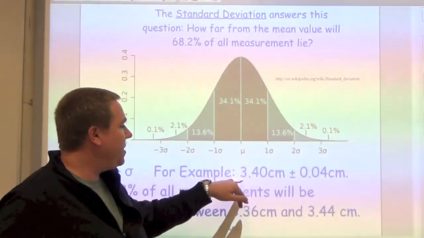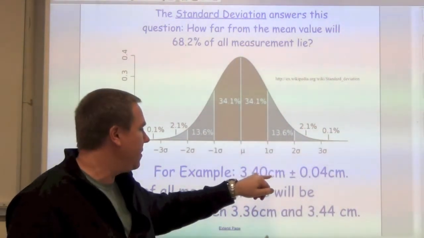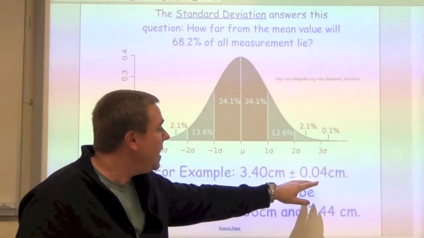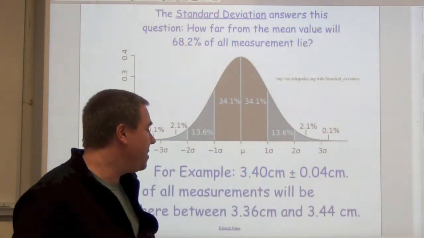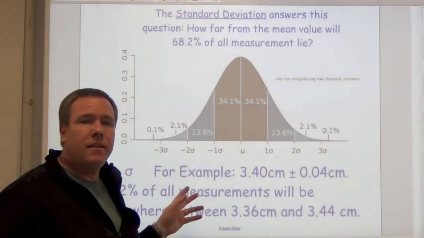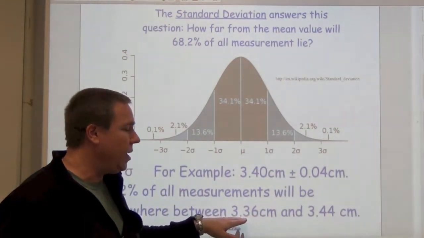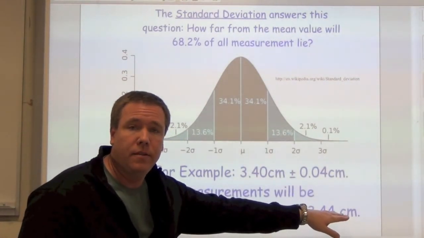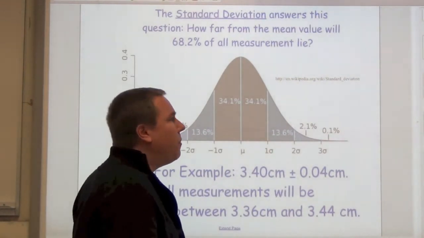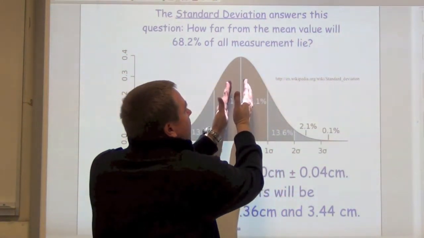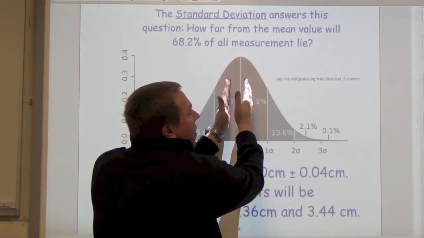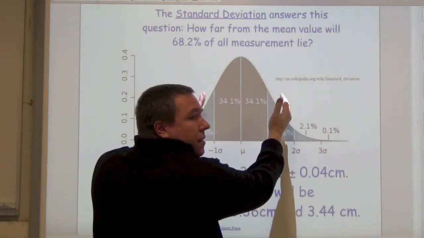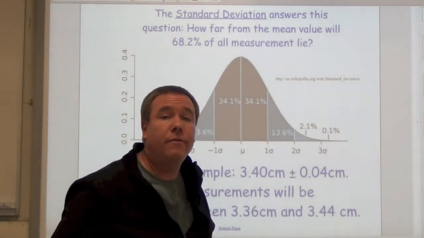For example, if we say our measurement was 3.40 centimeters, and our uncertainty from the standard deviation, that statistical formulation, is 0.04 centimeters, what we're saying is that 68% of all the data that we took is going to fall between 3.36 centimeters and 3.44 centimeters. So if your standard deviation is smaller, it means it's tighter, and more of the two-thirds of the data is going to fall very close to the mean value. But if your standard deviation is large, 68% of the data is going to be sitting further away from the mean.